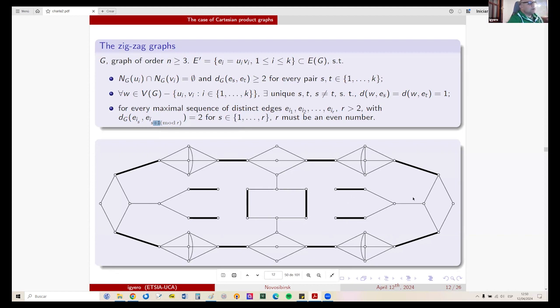So if this happens, then I have the possibility to do this exchange: I take one on one side, one on the other, one in one copy, one in the other, and so on. And it will be possible to construct an efficient open dominating set.